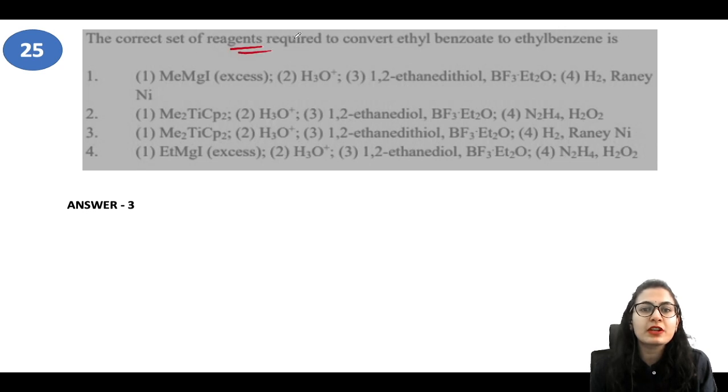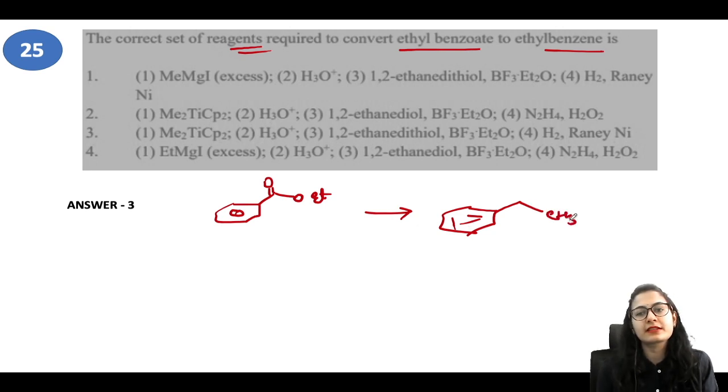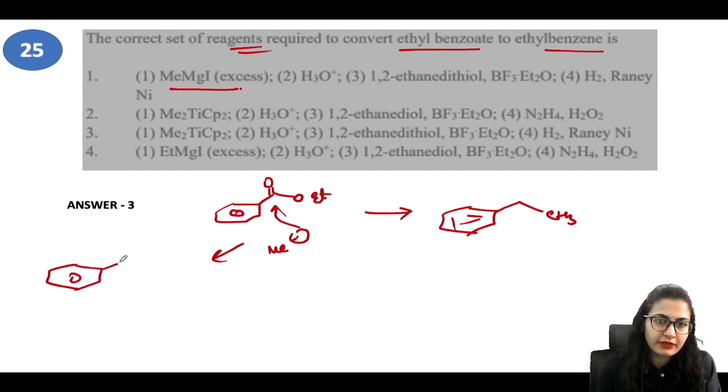The correct set of reagents required to convert ethyl benzoate to ethyl benzene. Now, what is ethyl benzoate, guys? Ethyl benzoate in this way, and this has to be converted to something like this, CH2, CH3, okay? What are we going to do? If we take excess of methyl magnesium iodide, then this is going to end up giving you this particular alcohol, a 3-degree alcohol.